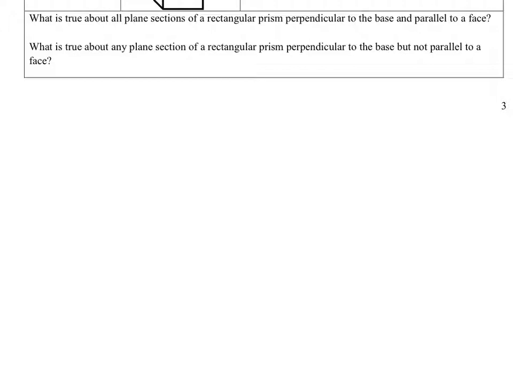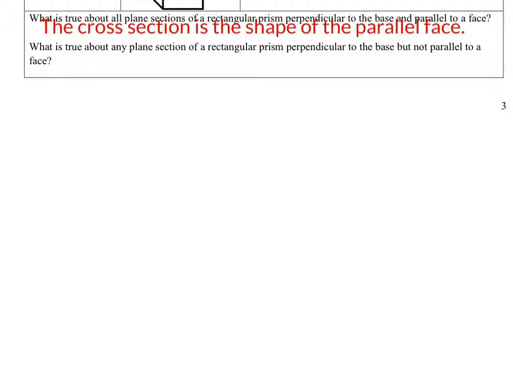What is true about all plane sections of a rectangular prism perpendicular to the base and parallel to a face? It will give us the shape that is cut, the parallel shape that it's cut with. Yeah, that sounds good. What is true about any plane section of a rectangular prism perpendicular to the base but not parallel to a face?